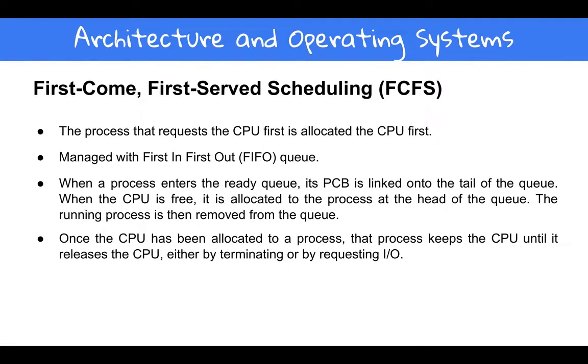When a process enters the ready queue, its PCB is linked onto the tail of the queue, as I explained in the FIFO. When the CPU is free, it's allocated to the process at the head of the queue. The running process is then removed from the queue. The first one comes, gets a CPU, executes, goes out, and then the next. Once the CPU has been allocated to a process, that process keeps the CPU until it releases it, either by terminating or by requesting input-output.